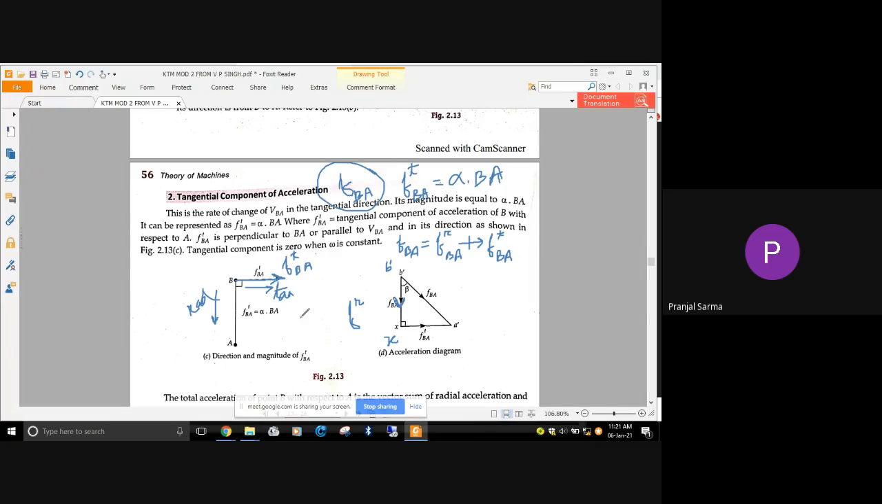Now the tangential component we are drawing from there, in magnitude as well as in direction. That is the tangential component. And if you go for the triangle law of vector addition, the third side along this direction will give you the total acceleration component. So that's to remember.